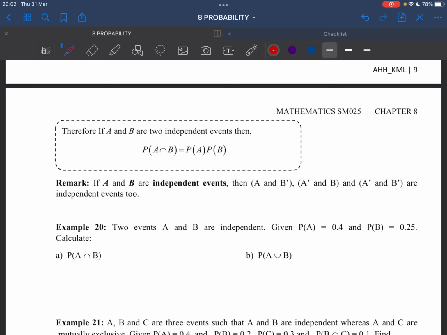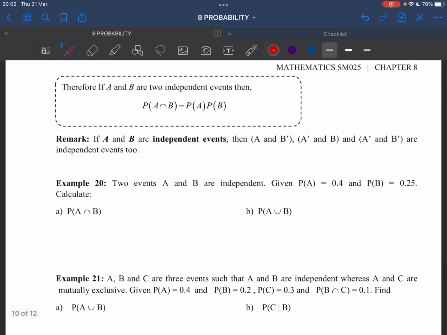Example 20. Two events A and B are independent. Given P(A) and P(B), calculate P(A∩B). This is very simple: P(A) multiplied by P(B). Because the question literally said two events A and B are independent, we just multiply those two probabilities. 0.4 multiplied by 0.25 gives us 0.1.